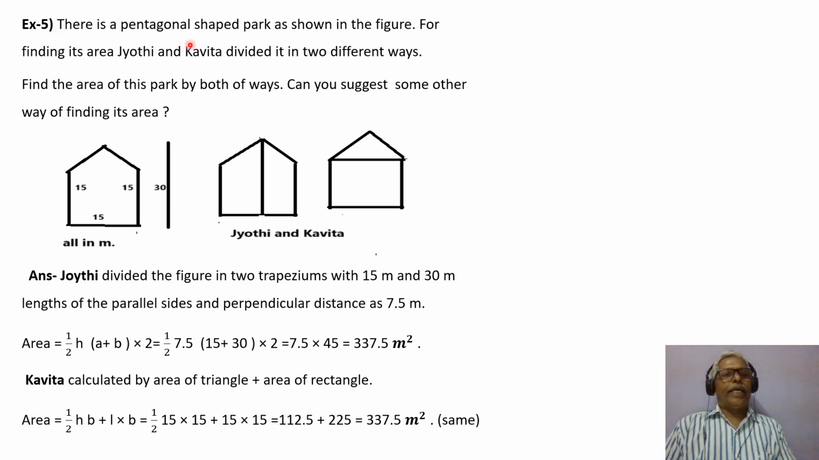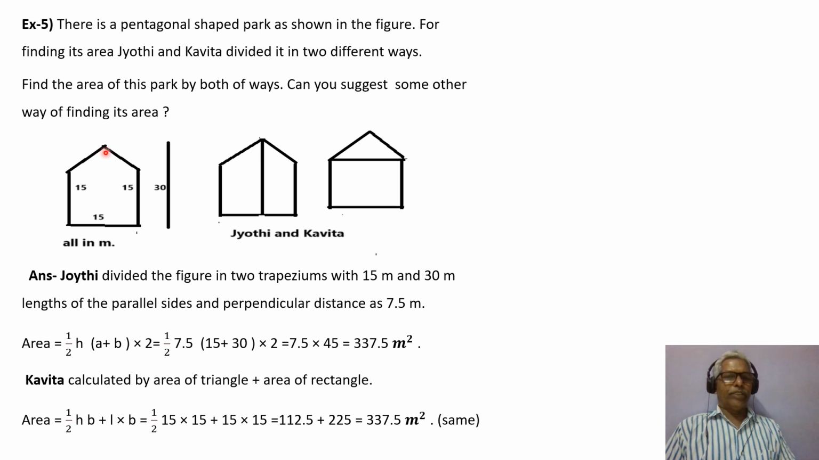There is a pentagonal shaped park as shown in the figure. This figure, pentagon, 5 sides. For finding its area, Jyoti and Kavita divided it in two different ways. Find the area of the park by both these ways. Can you suggest some other way of finding its area? Okay. So what they did? This is a pentagonal shaped field. This is 15. This is 15. This is 15, and this is 30. That is 30.